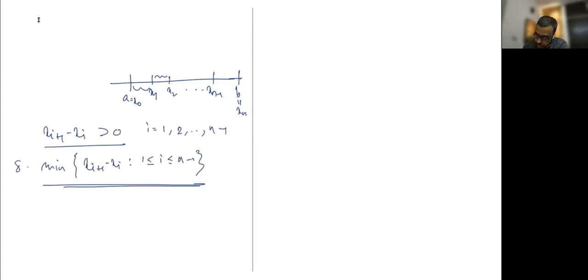Call it delta. So this is going to be positive. These are all positive, finitely many quantities, their minimum, so it's positive. Okay, now let's say you take two arbitrary points in this interval, not completely arbitrary, which are within delta distance of each other.